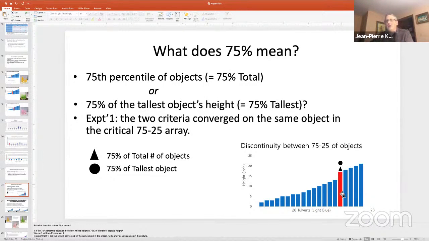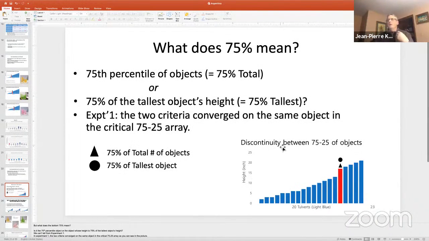So that object, which is a discontinuity object, was both 25th percent from the top or 35th percentile from the bottom, but also the height was 75% of the maximum height, which is here. By the way, the Barner and Snedeker experiments, which we borrowed from the task, had the same count found. So we wanted to know, okay, do people prefer a percentage of height, maximum height, or percentage of total number of objects? Which one do they prefer?